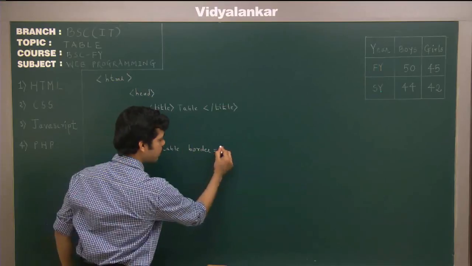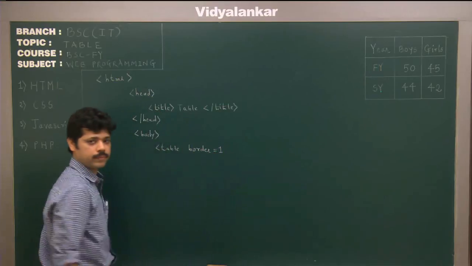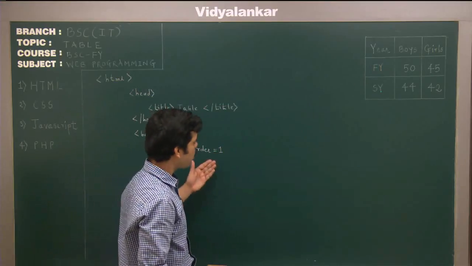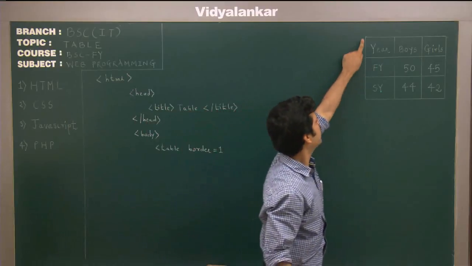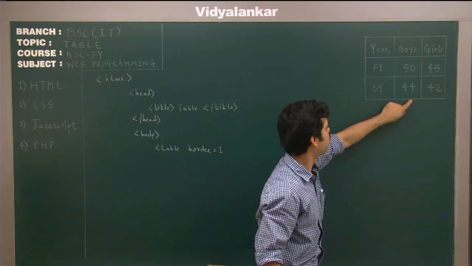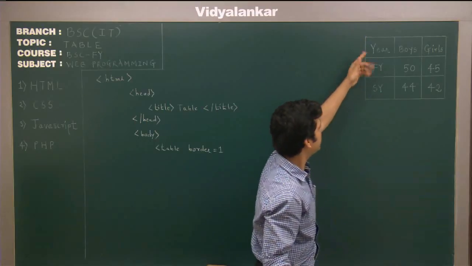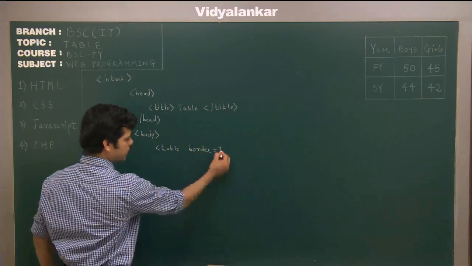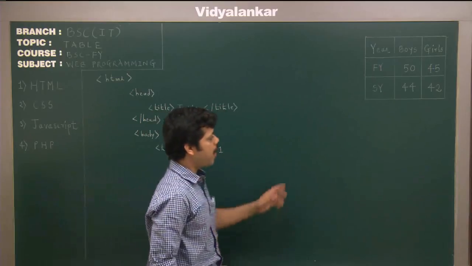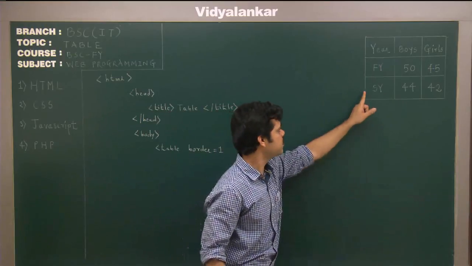And border as 1. It is possible to give border more than 1 also. You will get a thick border. If I enter 5, the width of this border gets increased. So let's set border as 1. By default, the color of this border is black.